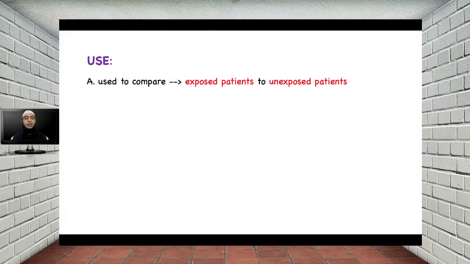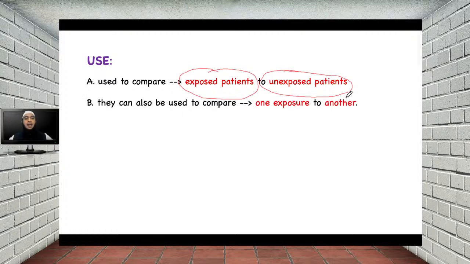The cohort study is used to compare exposed patients to unexposed patients. Obviously, because we are using two types of population: one group to whom we have given the drug, and another group to whom we have not given the drug. It will help you to compare the outcome in exposed patients and the outcome in unexposed patients, and that you can clearly compare. So that is one of the uses.